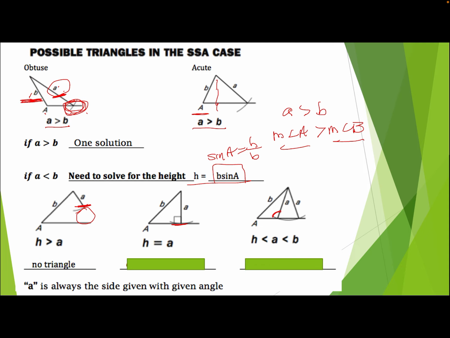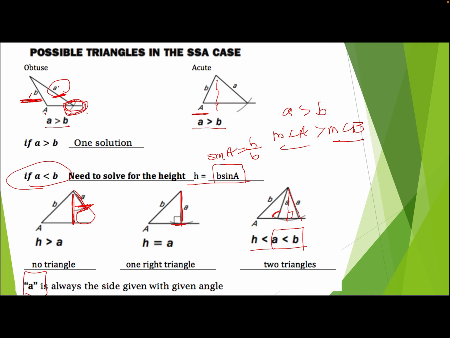So if the height is bigger than A, well, that means, see, here's my height. If the height is longer, this side is too short, it will never touch the other side, so it can't be. If the height equals A, like this, then there's one triangle and it's going to be a right triangle. The other thing that can happen is the height. So we already know it's less than B because that's how we got to this point. But if A is bigger than the height, it's a hypotenuse, and that's when I have two triangles, okay? And A is always the side given with the angle. So that's how the book shows you how to do it.